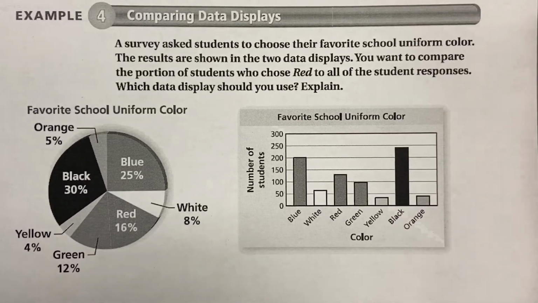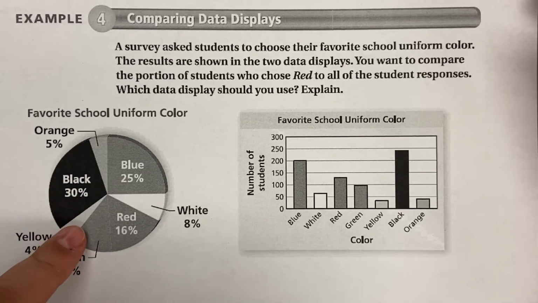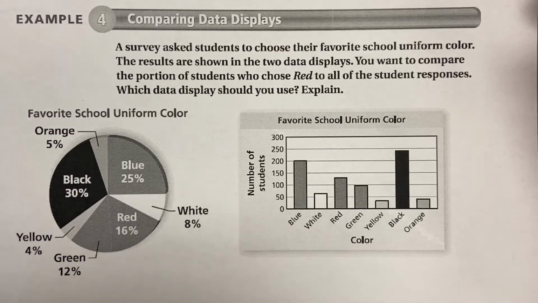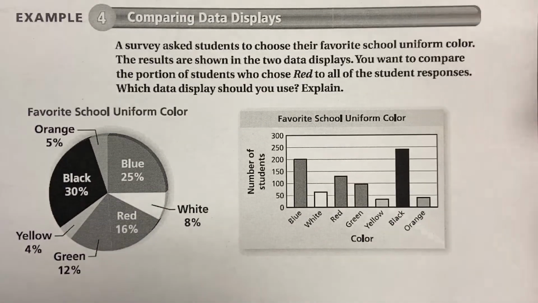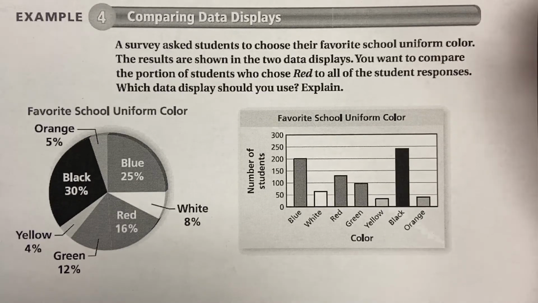Today we're talking about 8.2.4, comparing data displays. Basically what we're doing is we have a display in a circle graph and we have a display in a bar graph, and we're going to be trying to explain what the differences are, looking at them, which one's going to be better, things like that. So let's get to it.